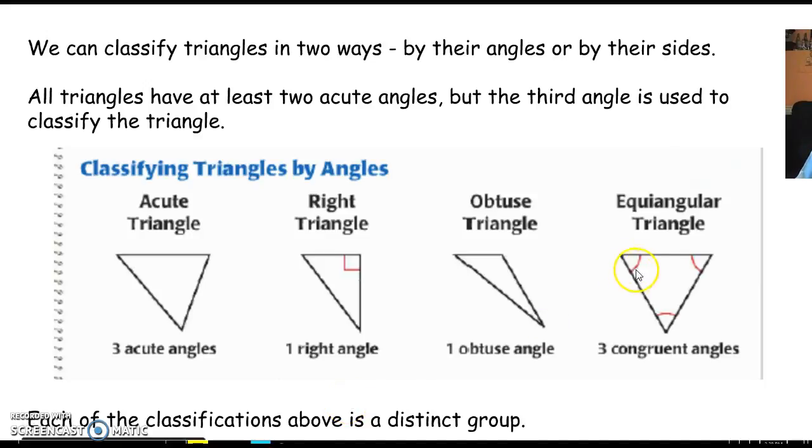Now you might be thinking, well, if they're all equiangular, maybe they're all three acute. But you want to give it the best name. And if it's a triangle that has three congruent angles in it, even if those three congruent angles happen to be acute, we still want to call it an equiangular.